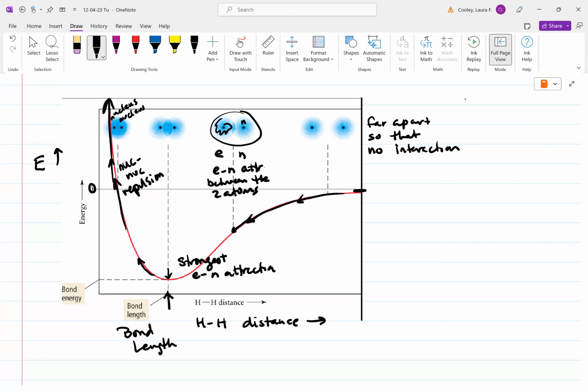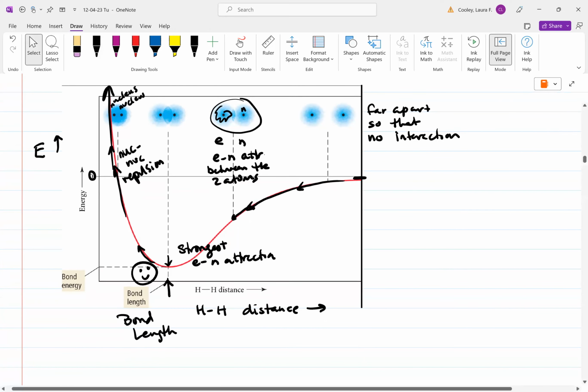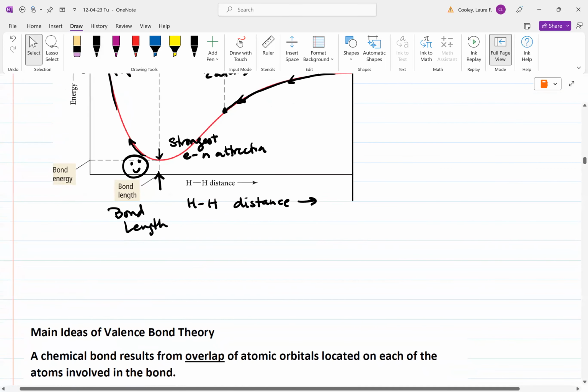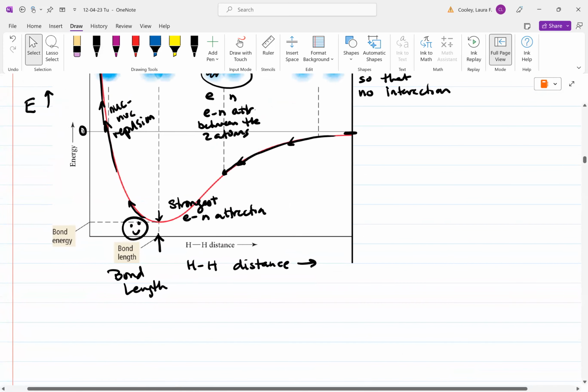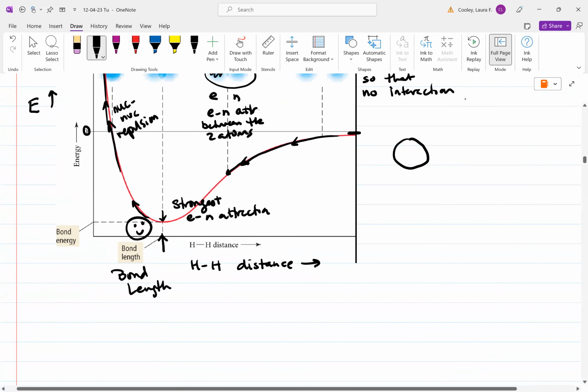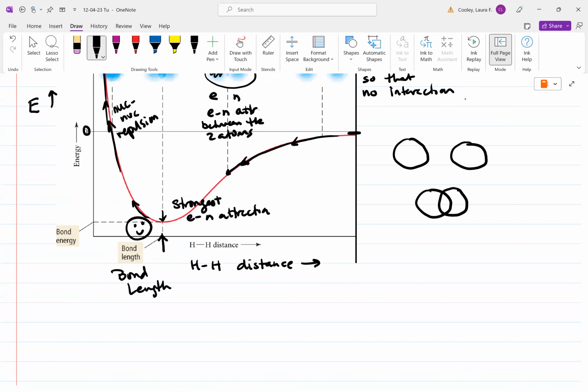So I always say that this is like the happy place here, where the stabilizing interactions between electrons and the nuclei are greatest. And what you have to remember when you have a bond is that you have a region. Say we have these two atoms, they come together, they form a bond, they overlap. For hydrogens, these would both be 1s orbitals. So they overlap when they come together.